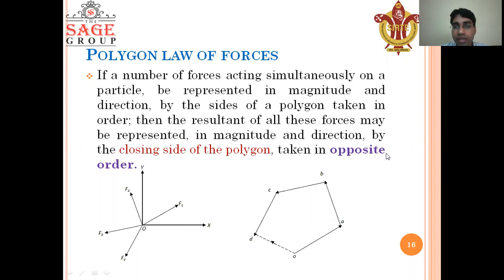Focus on this: taken in opposite order. All the forces are going in this direction and this force is going in the opposite direction. This opposite force represents the resultant. So we can say that the resultant of all these forces may be represented in magnitude and direction by the closing side of the polygon taken in opposite order.